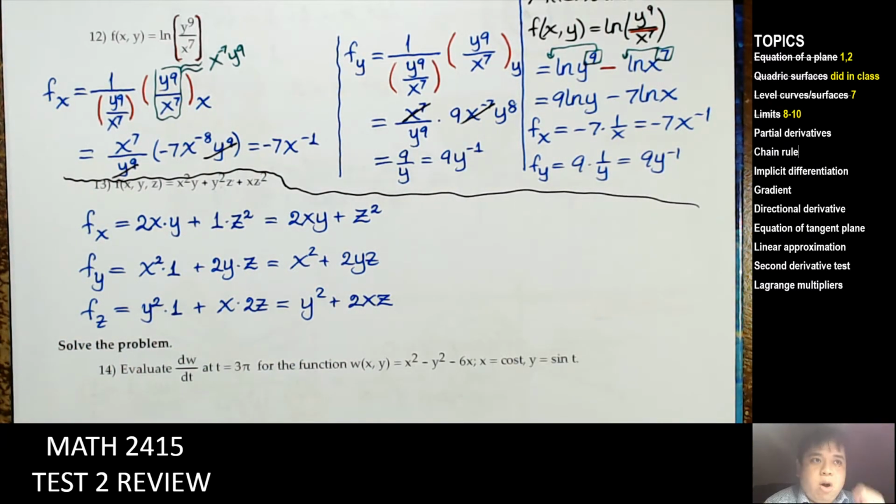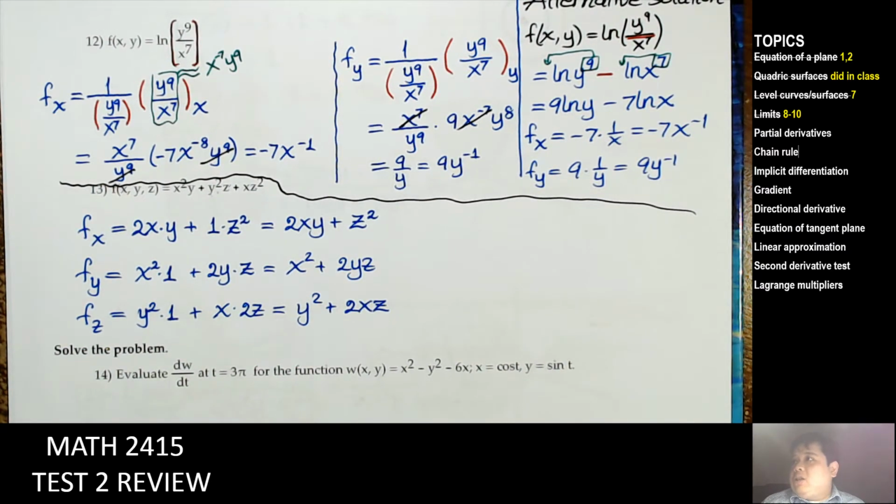Right, so that is the partial derivatives. If it is derivative with respect to x, we're going to treat y as a constant. If it is with respect to y, we're going to treat x as a constant. Every other variable will be treated as a constant. Oops, wrong one. Right. Next we have the chain rule.